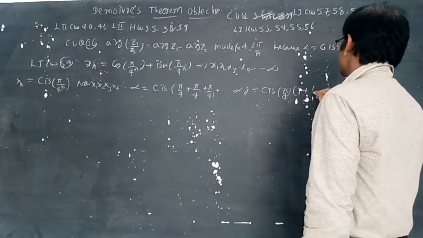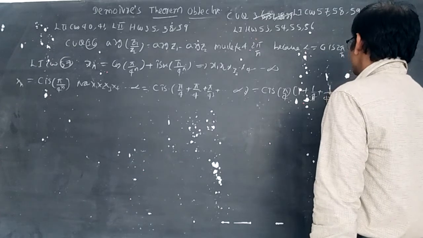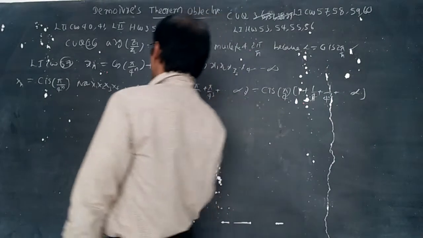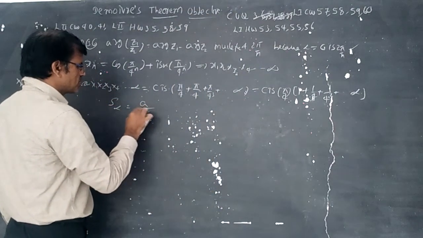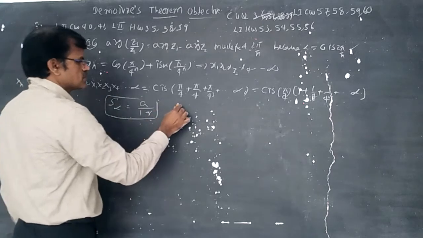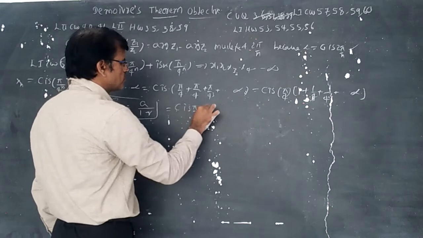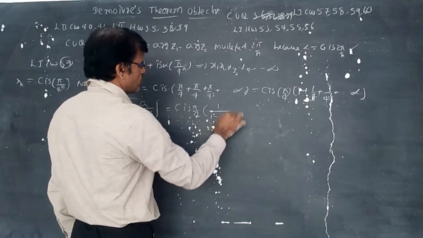So you can write here 1 plus 1 by 4 plus (1 by 4) square plus so on until infinity. This is an infinite geometrical progression. So use the formula S infinity equal to a by 1 minus r. That is equal to cis pi by 4 into a by 1 minus r. So 1 by 1 minus 1 by 4.